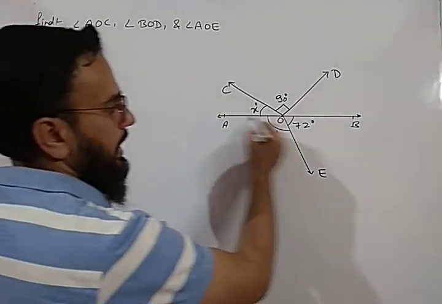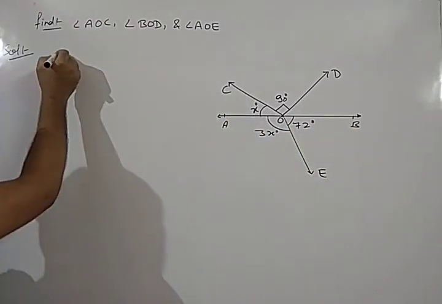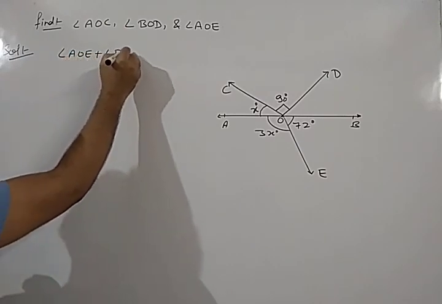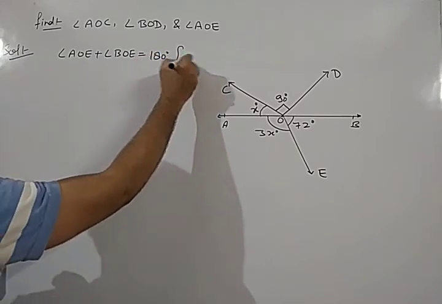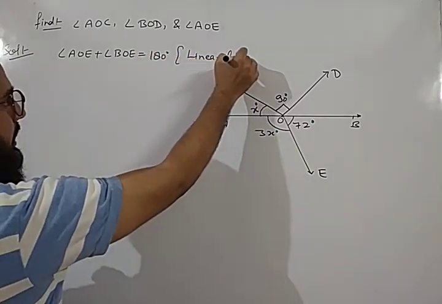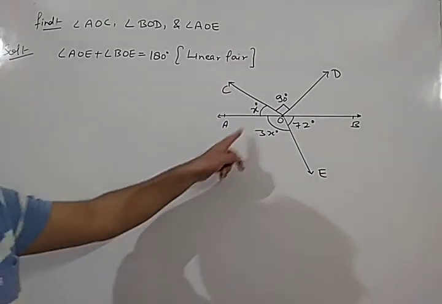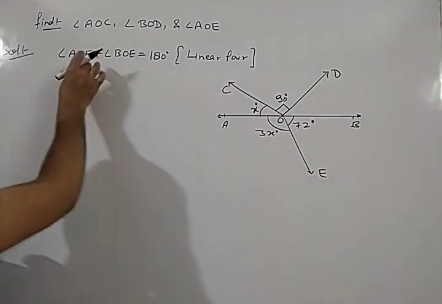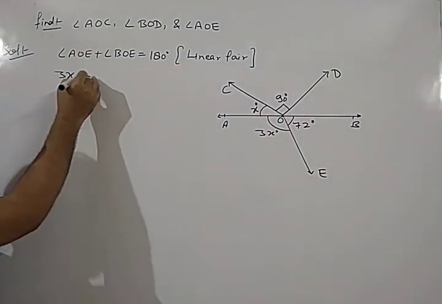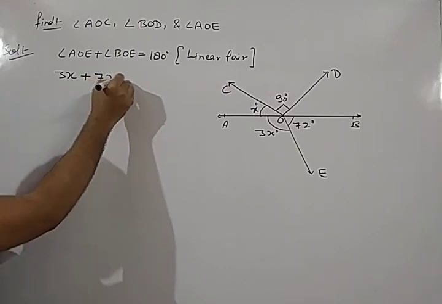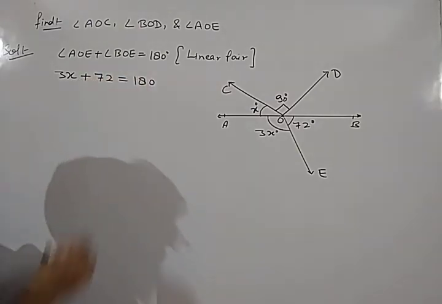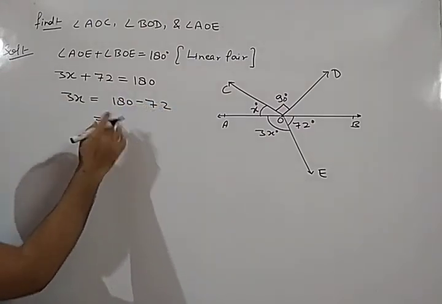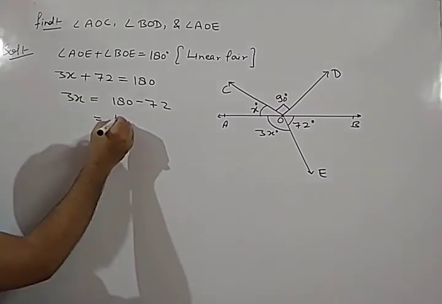We are given the straight line AB. So first, what can we write? We can write angle AOE plus angle BOE is equal to 180 degrees because they are a linear pair of angles. The sum of these two angles will be 180. Now we are putting in the values. Angle AOE is 3x plus angle BOE is 72, and it is equal to 180 degrees. So what will be the value? 3x will be equal to 180 minus 72, which will be equal to, how much will it be?